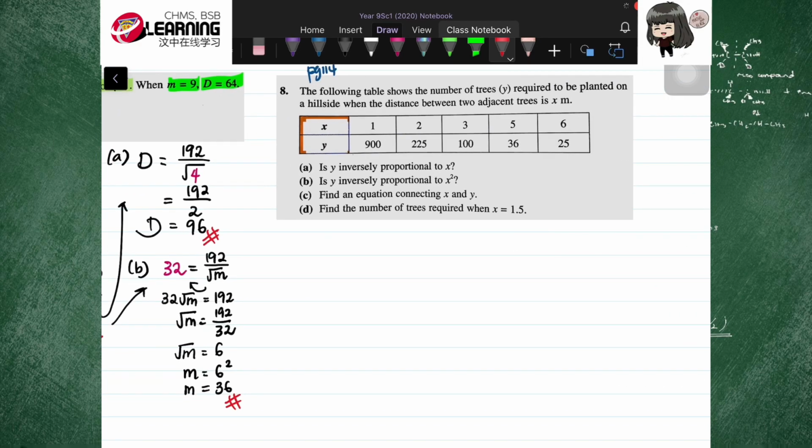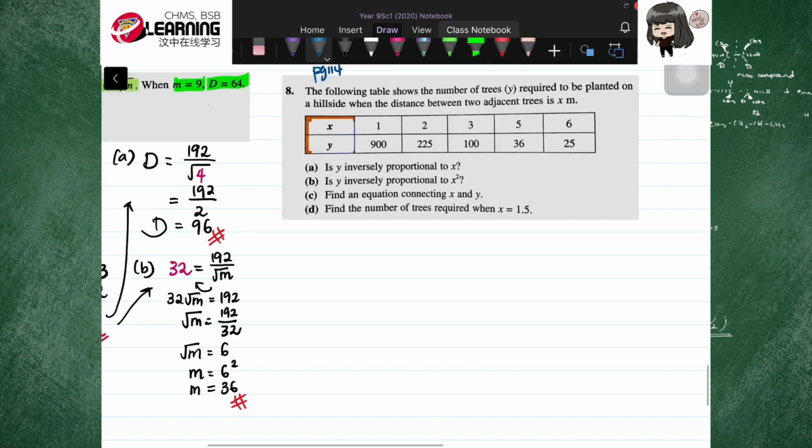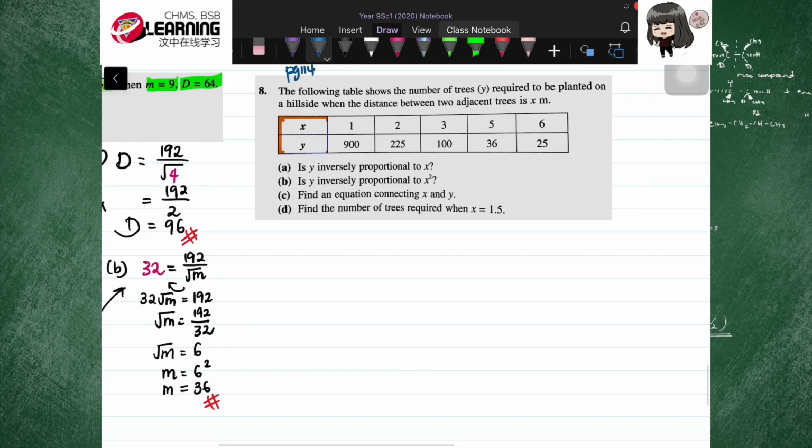The following table shows the number of trees required to be planted on a hillside when the distance between two adjacent trees is x. So we have x and y now. Part A, is y inversely proportional to x? We find it by finding the constant. The constant k equals x times y. The equation is y equals k over x, or x times y equals k.